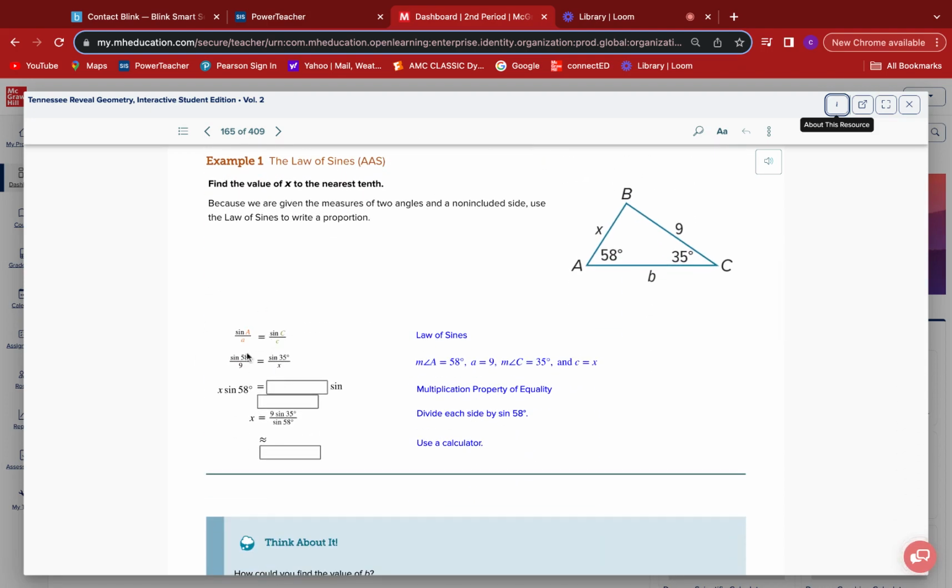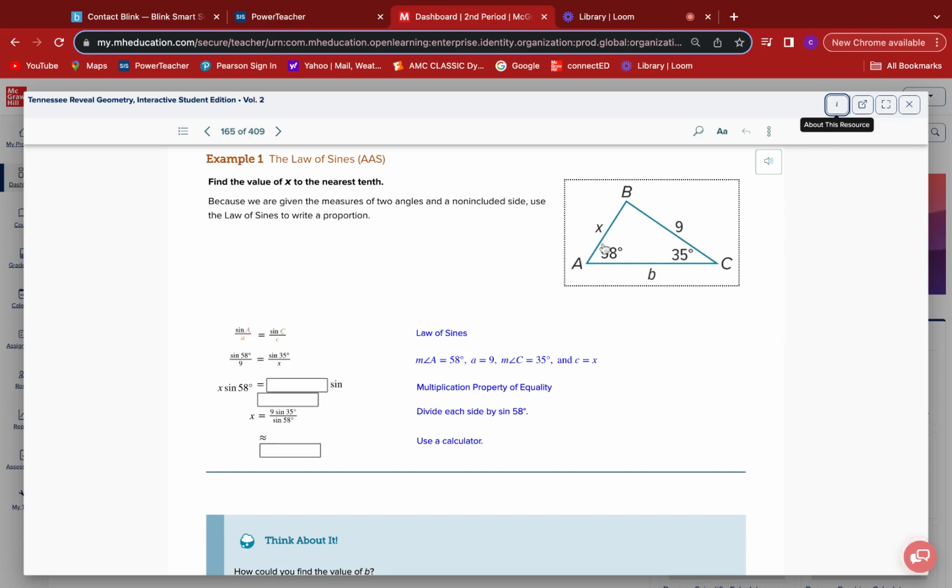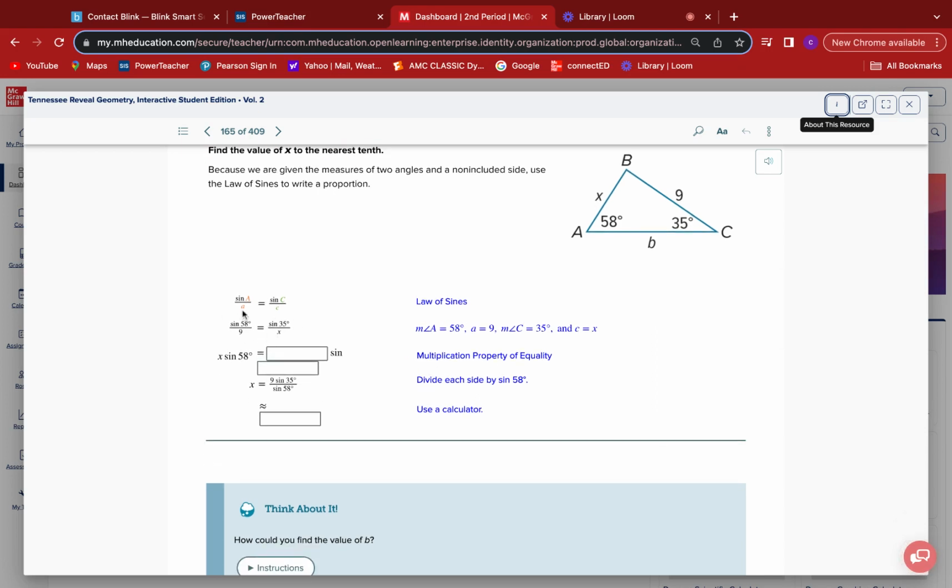All right, so here's my formula. I'm going to replace angle A with a 58 and side a as a 9 right there. I'm going to replace angle C with 35, and its opposite side is x. So sine of 35 over x. I'm going to cross multiply x times the sine of 58 and 9 times the sine of 35.